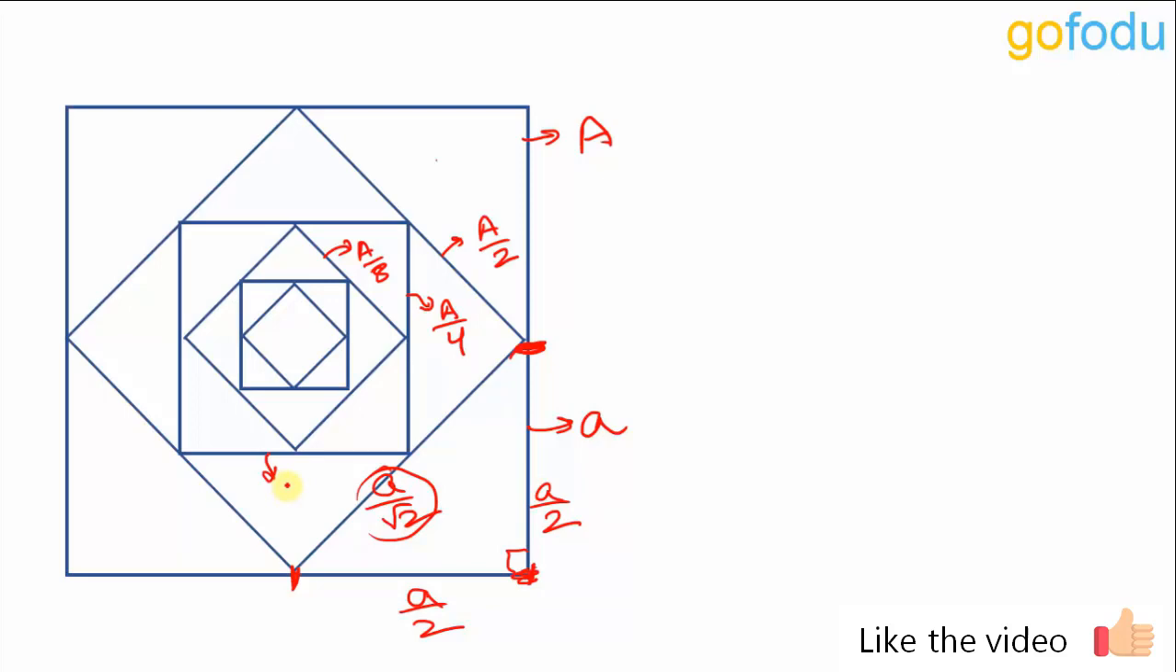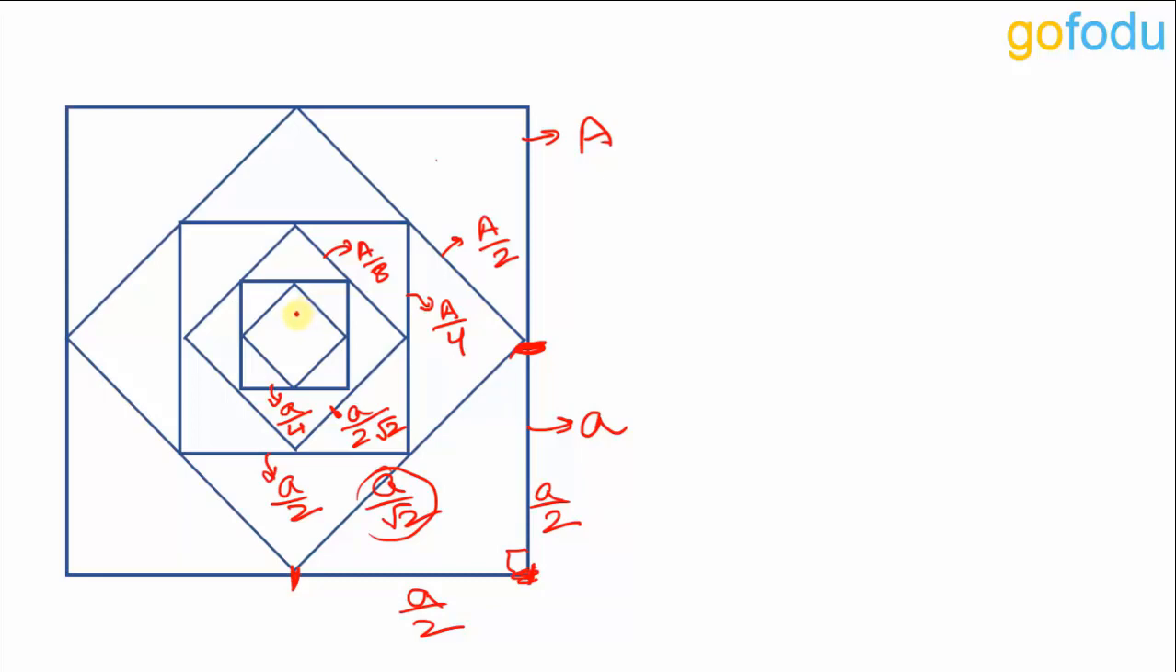A upon root 2 upon root 2 will be a upon 2. This inner square side will become this outer square side upon root 2, a upon 2 root 2. This square side will become a upon 2 root 2 upon root 2, that is a upon 4. And then a upon 4 root 2 and a upon 8 and so on.